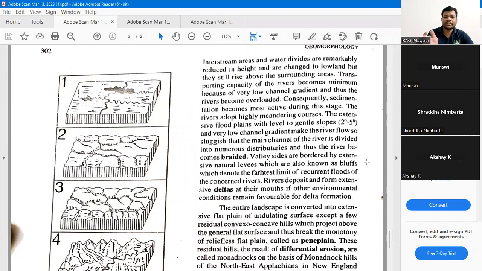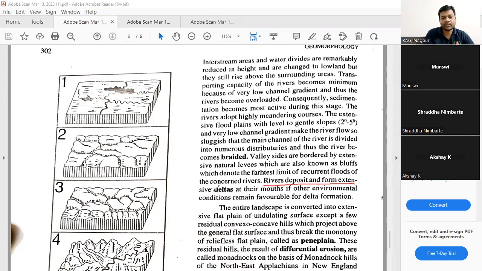Now when this river deposits some of the material at its mouth, it will form a feature, basically a triangular feature, which is called a delta. So the delta is formed at the mouth of the river, where the sea and river meet.